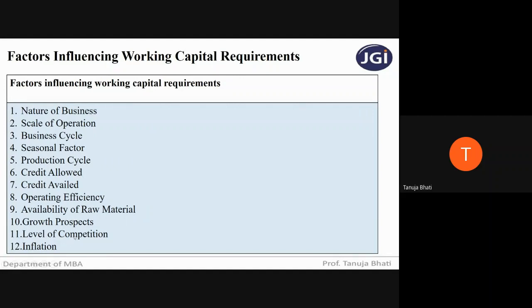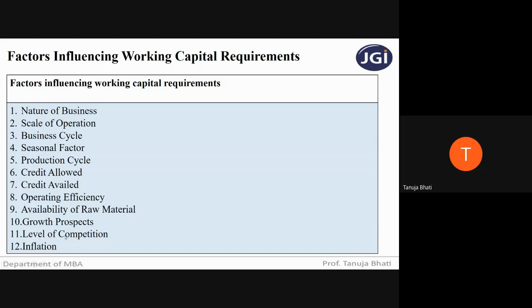Next is growth prospects. So in short, growth prospects is nothing, students, but how the scale of business operation will develop, like how a company is able to develop its scale of operations. When I say scale of operations, it can be in the line of production, in the line of sales. Okay. So the organization which is having sufficient possibilities of growth, which is targeting towards its growth, will require more working capital. While on the other hand, those organizations which are not focusing on their growth, or which have less growth prospects, the working capital requirement will be lower.